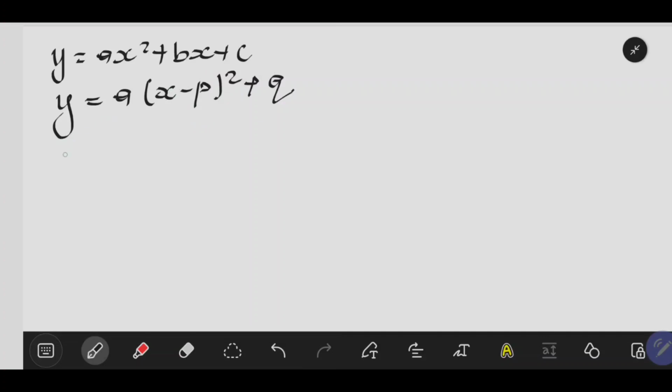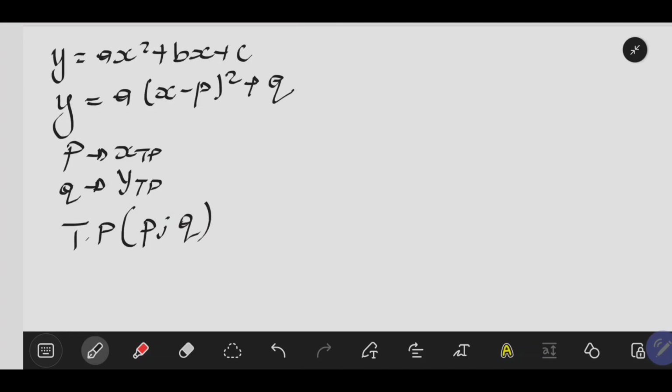So the value of p and q gives you the coordinates of the turning point of your parabola. It means the value of p gives you the x coordinate of the turning point, and then the q gives you the corresponding y coordinate of the turning point. So in order for you to determine the turning point given this equation, your turning point coordinate is going to be the value of p, which corresponds with the value of q.